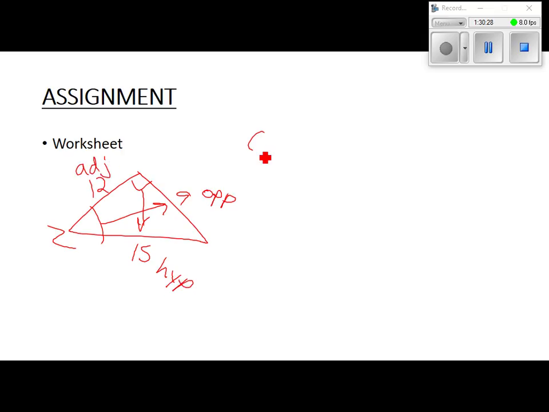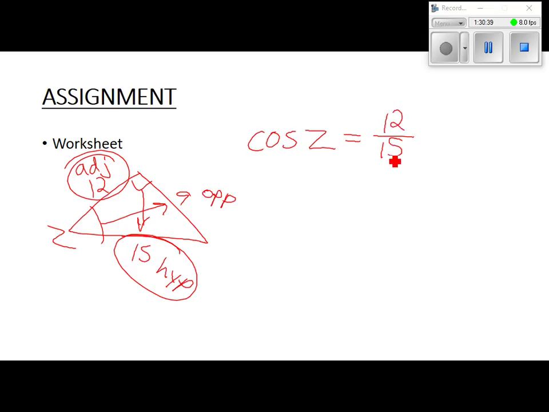We want the cosine of angle Z. Cosine deals with what two? Adjacent over hypotenuse. So we put 12 over 15. If you left your answer as a fraction, I probably wouldn't throw a big fit. They said they wanted it changed to a decimal. But if you left it as a fraction, I'd probably be happy with that.